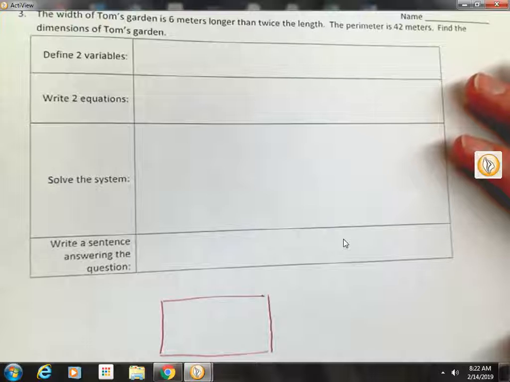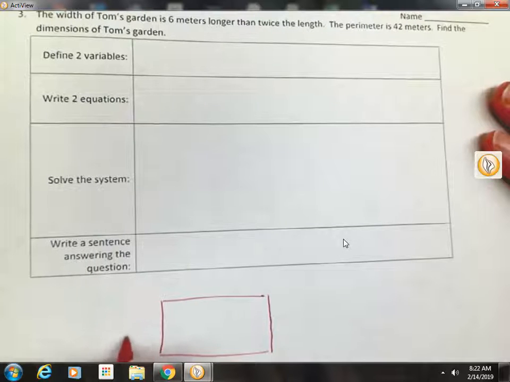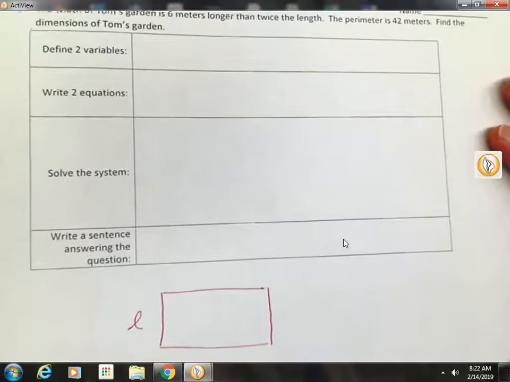It says the width of Tom's garden is 6 meters longer than twice its length. Well, do we know the length of his garden? Nope, let's just let one of them be L. L for length. I'm going to let this side right here be my length.